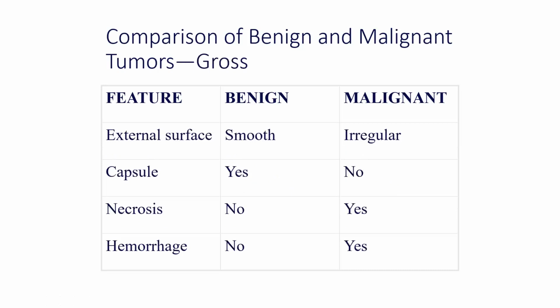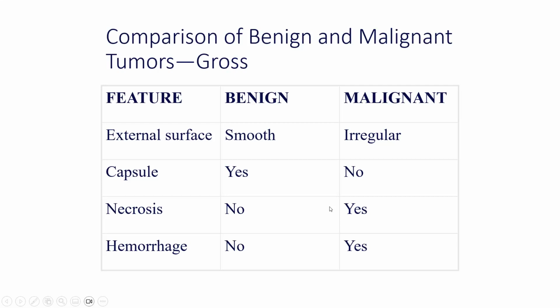The external surface of benign tumors is usually smooth, while malignant is usually irregular. Benign tumors are typically encapsulated. That capsule makes sure that all of those cells that are differentiating and dividing are all staying in one localized area, and they're not spreading to other parts of the body. Malignant tumors do not have a capsule.